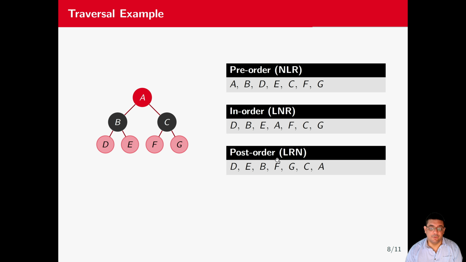Notice that in this post order, we're going first over the leaves, and then we transition to the next level. So that's why we have D, E, and then we go to B. And here we have F, G, and then we go to C. And then finally, we go to the root node, which is A.